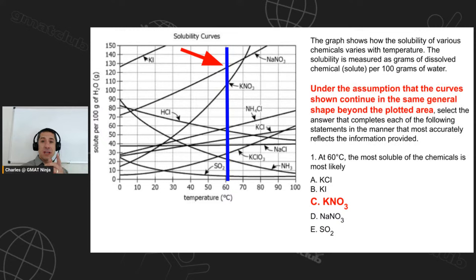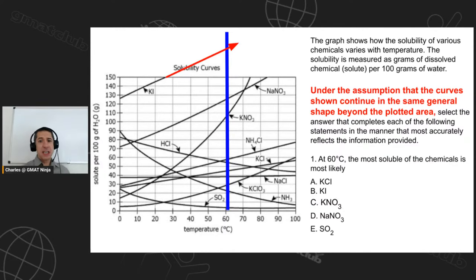No, read carefully. You're going to get tired of hearing me say that. Under the assumption that the curve shown continues in the same general shape, so everything's continuing off the curve, right? Off the graph. So what does that lead us to? Is there something that's even higher up as you keep going? Yeah, you bet. So that KI line is going to keep going up.